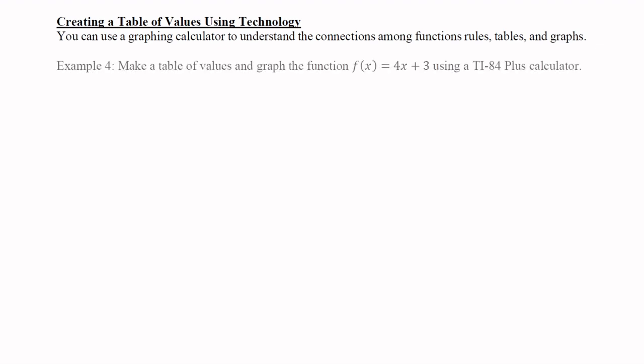The last thing I want to look at in this section is creating a table of values using technology. You can use a graphing calculator to understand the connections among functions, rules, tables, and graphs. Make a table of values and graph the function f of x equals 4x plus 3 using a TI-84 Plus calculator. So I recommend that you grab your TI-84 Plus calculator, turn it on, and then pause this video and come back to it once you're ready.